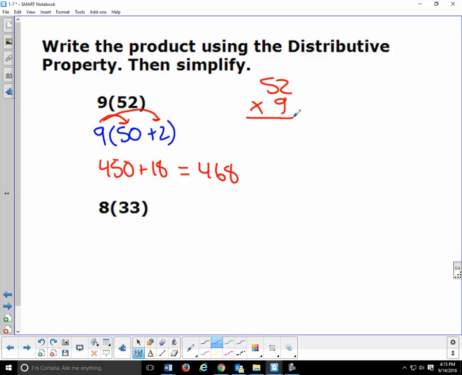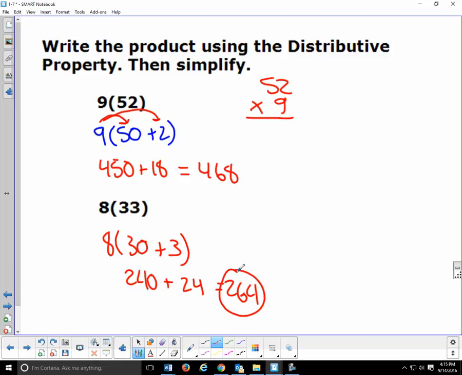So 8 times 33. Well, 33 is just 30 and 3. That's easier to do in my head. 8 times 30 is going to be 240. And 8 times 3 is 24. So together I get 264.